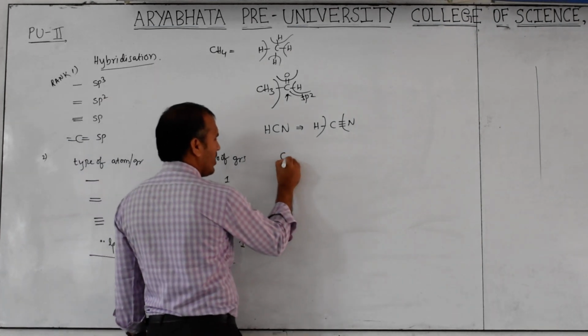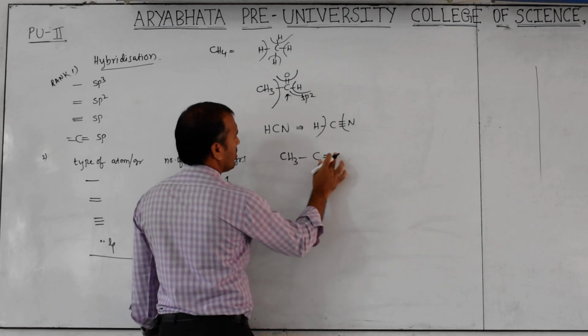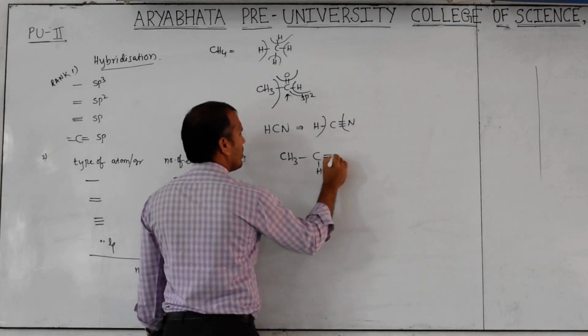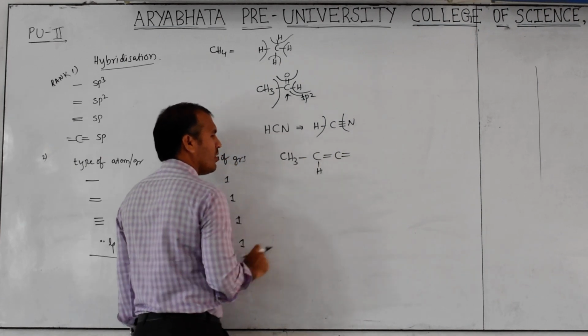Now CH3, C double bond, then H, then here a double bond, correct? Counting 1, 2, 3, 4. 1, 2.